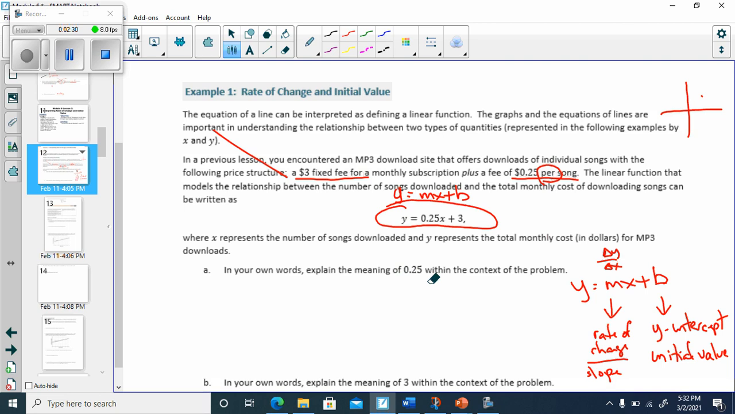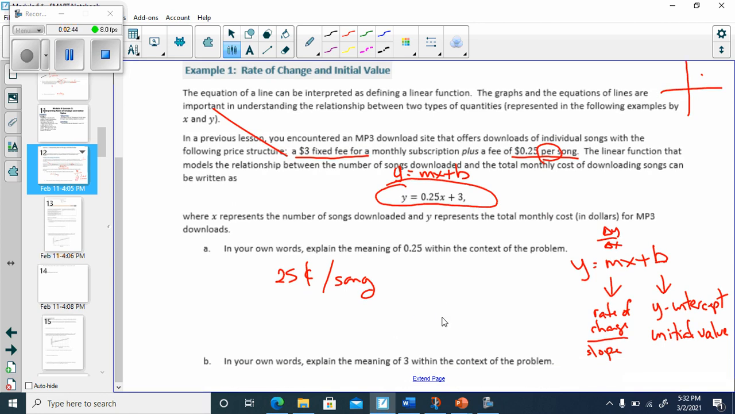This says, in your own words, explain the meaning of 0.25. Well, it tells you right here. It's 25 cents per song. That's what you're going to be paying, right? 25 cents per song downloaded. In your own words, explain the meaning of the 3. Well, the 3 is our initial value. That is our flat fee that we're going to have to pay each month, right? Flat fee paid. All right, so you pay $3, then you pay 25 cents for each song that you download.